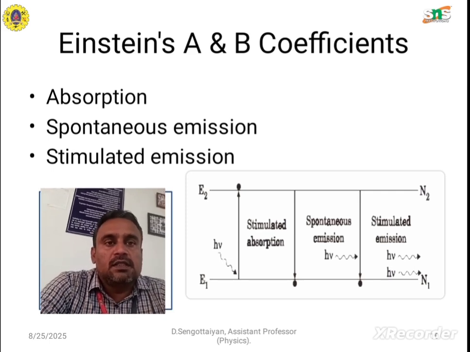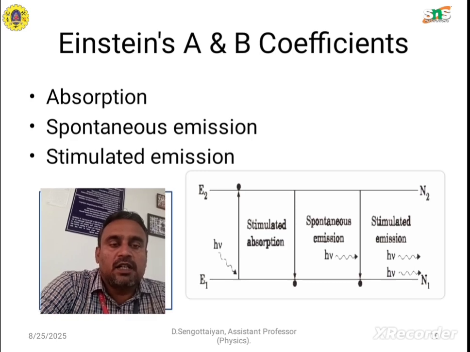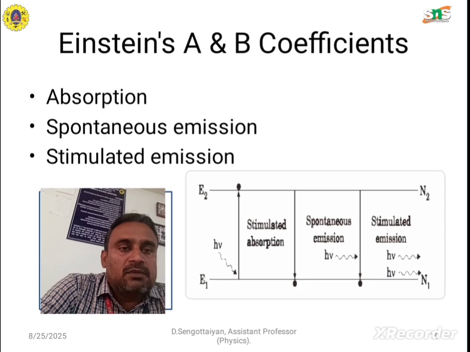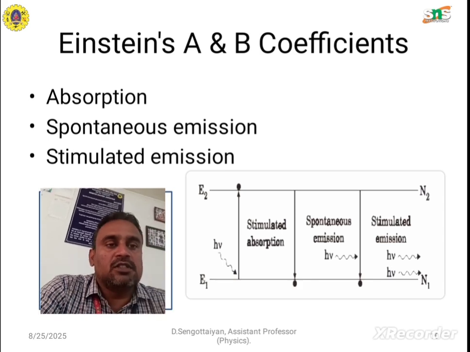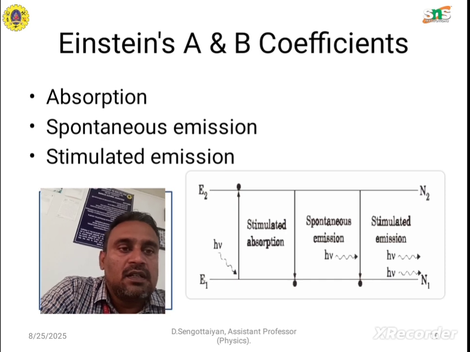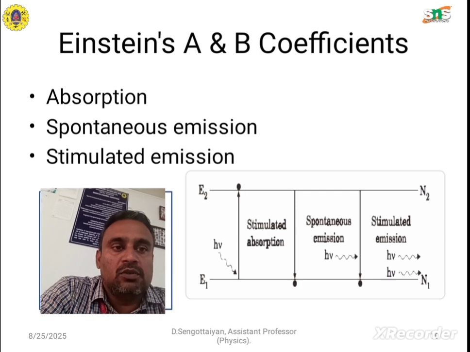Today our topic is lasers: Einstein's A and B coefficients. That means absorption, spontaneous emission and stimulated emission. The diagram shows that normally all the atoms are in the ground state, that means E1, then the second state means the excited state. Once energy is absorbed, the ground state atoms move from E1 to E2.